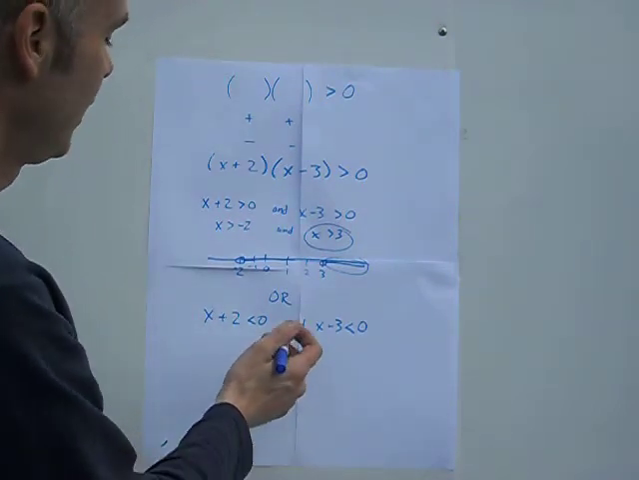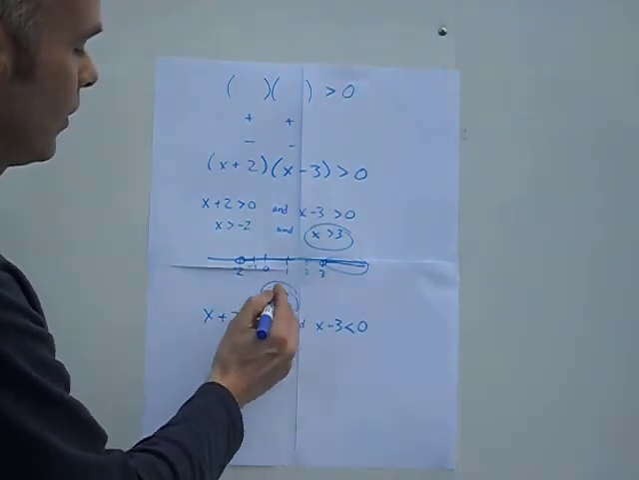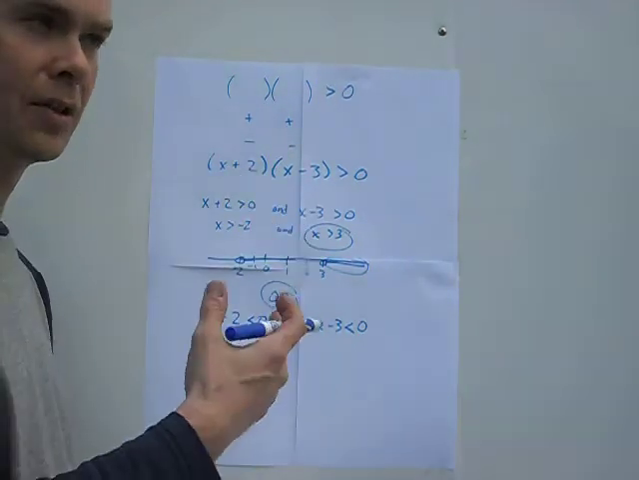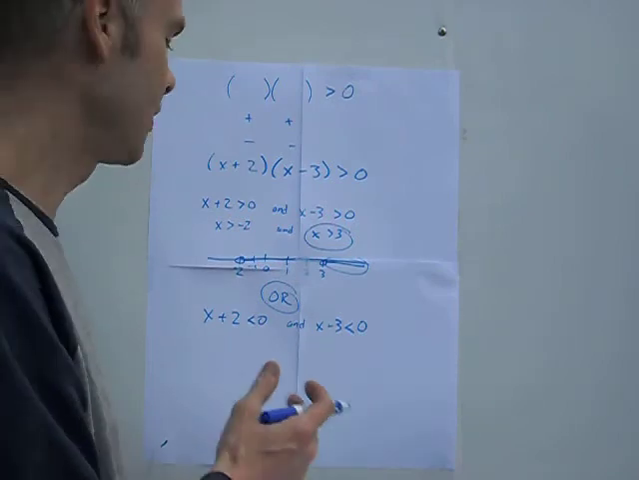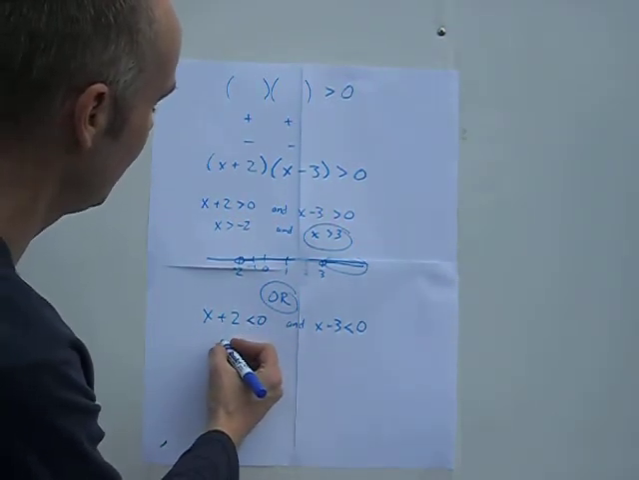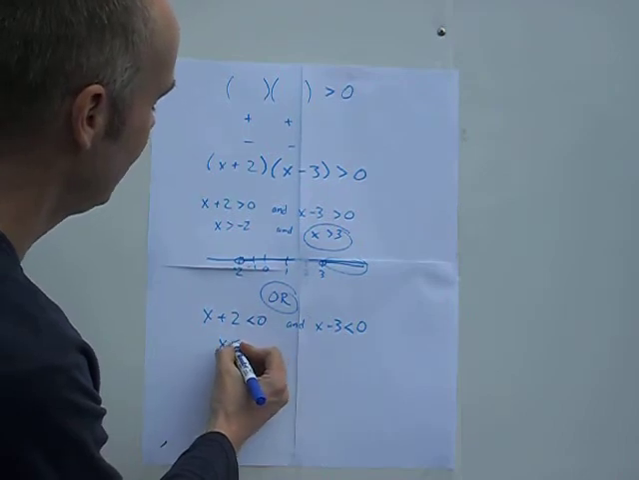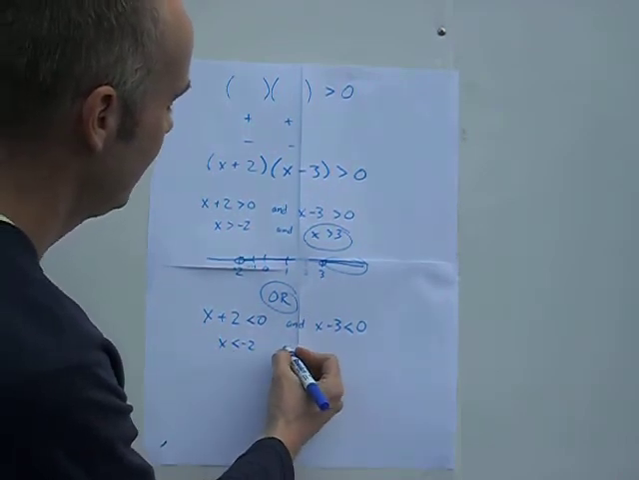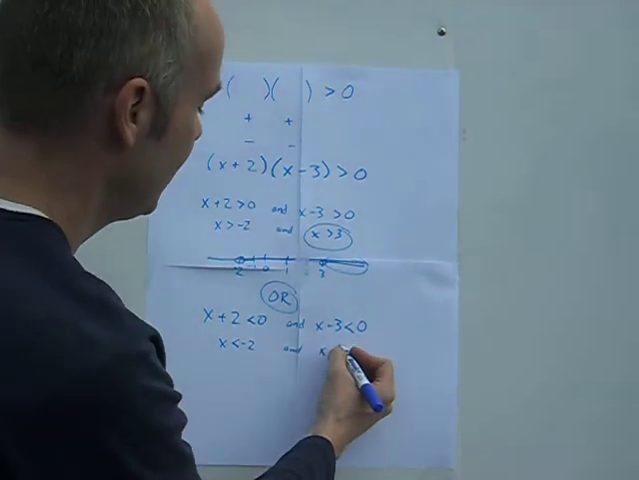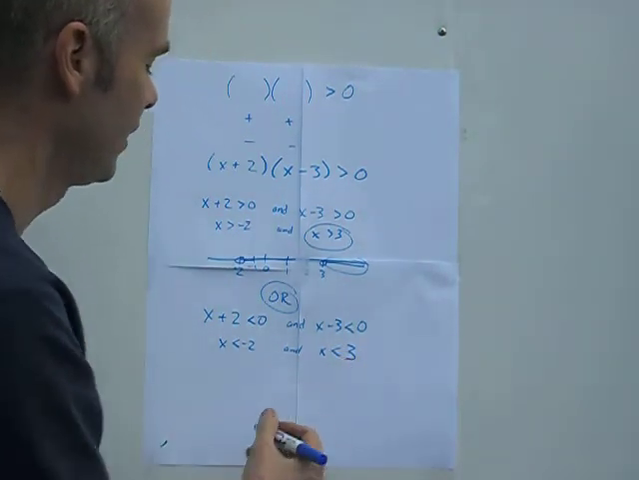And then we have this "or", so we have two possibilities because we're looking at a quadratic and we usually have two possible solutions. So down here we add negative 2 to both sides, and we have x is less than negative 2, and we add a positive 3 to both sides, x is less than 3.